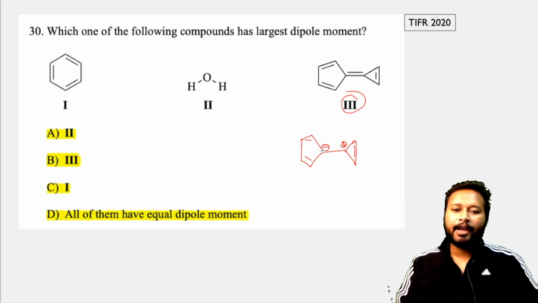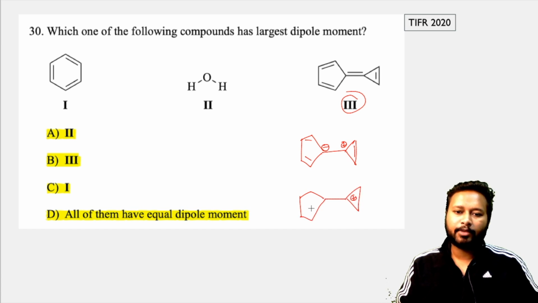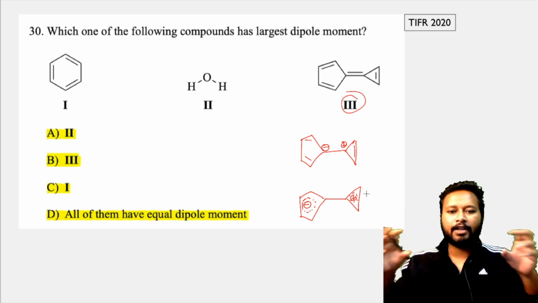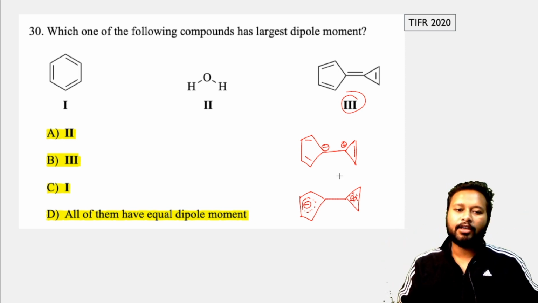And you can see there is a difference of charges. So generally we write it down like a resonance structure we draw, something like this: plus charge here, minus charge here, resonating throughout the ring. Now you have two different charges separated by a distance, so it will have the highest dipole moment. So that highest dipole moment will be in option number B.